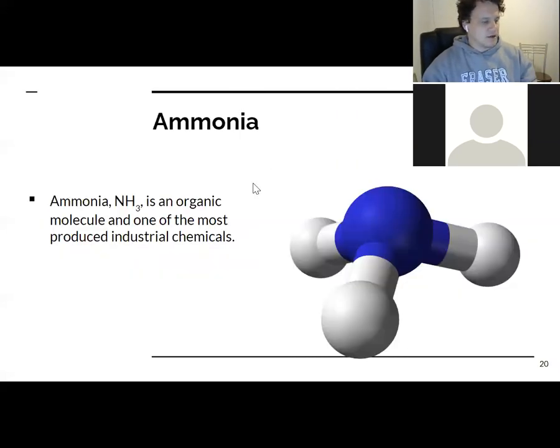So, NH3 or ammonia is used to make fertilizer. It's used to make bombs. It's used to make lots of other things that my brain is not allowing me to access now.